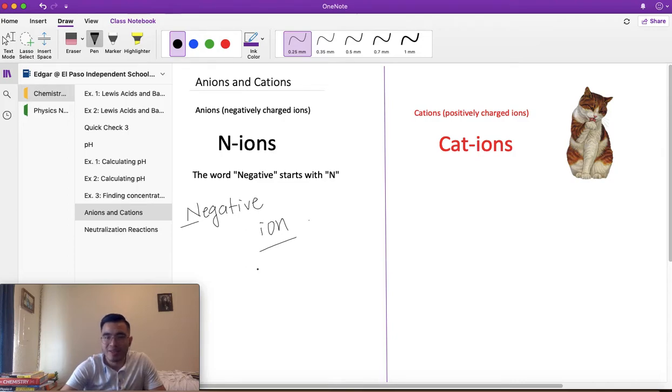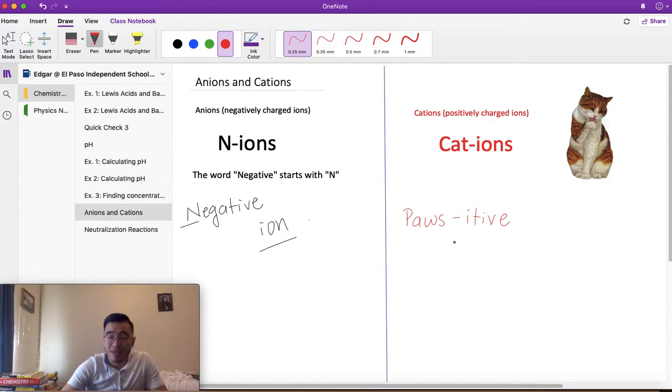Now for cations, and yes, it has to do with the cat. So let's pick red. I would split it "cat-ions". Cats have paws. So cations are positive.